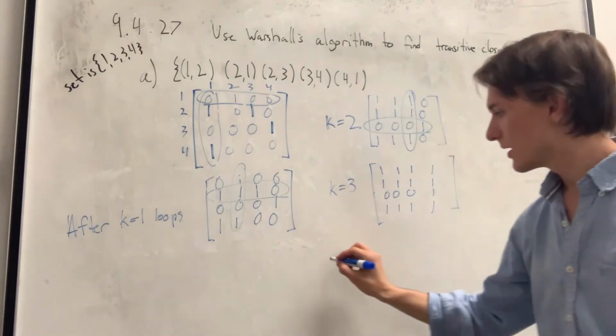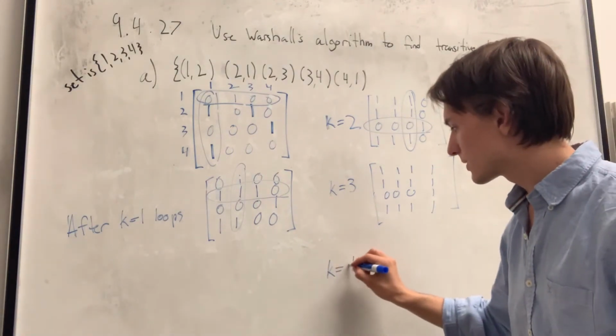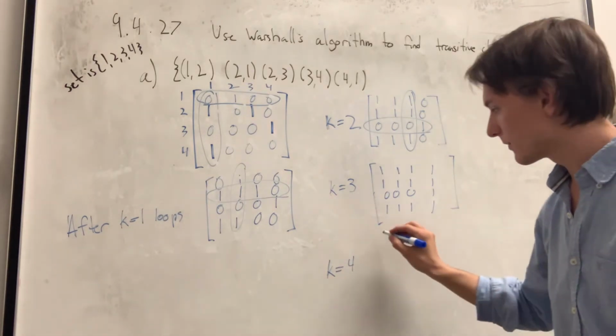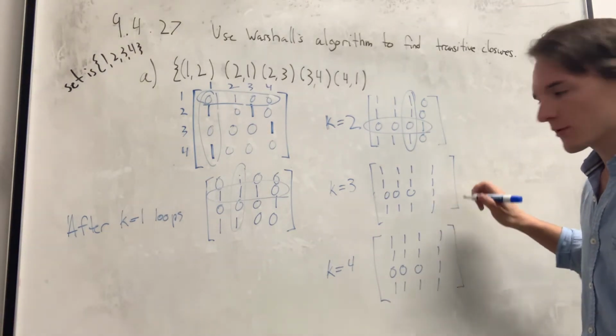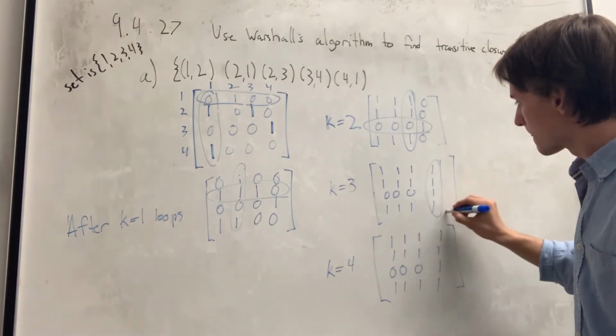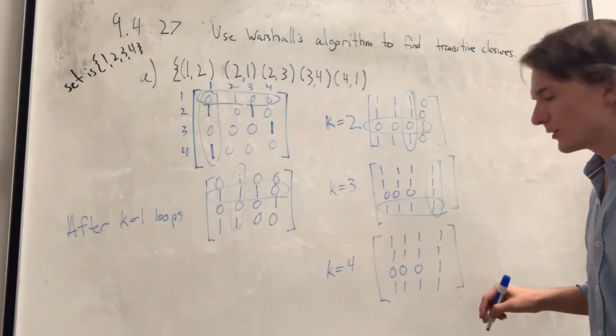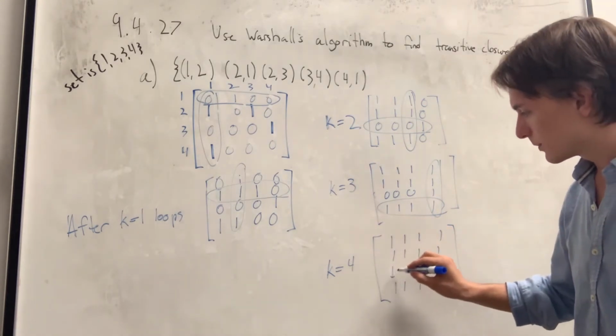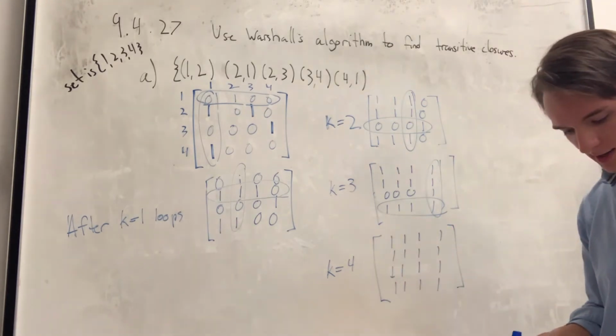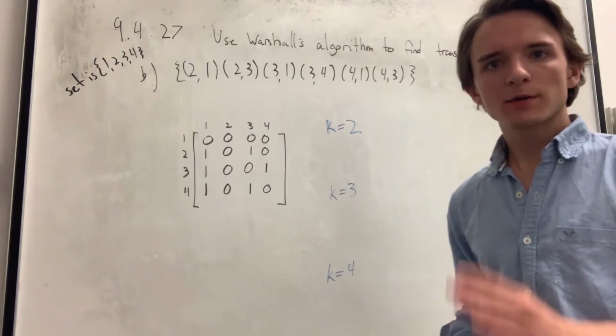Okay, finally, after k equal to 4 loops, I'm going to copy this matrix down. We're going to analyze the final row and final column. And looking at those two, it looks like our final matrix will simply be entirely full of 1s. Go on to part B.